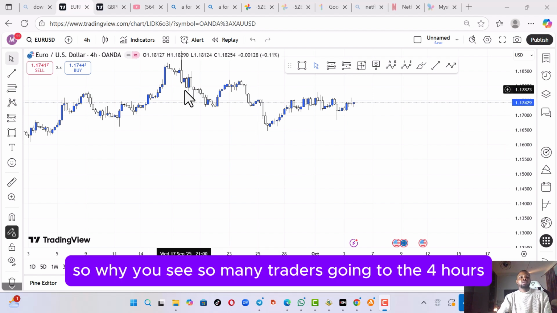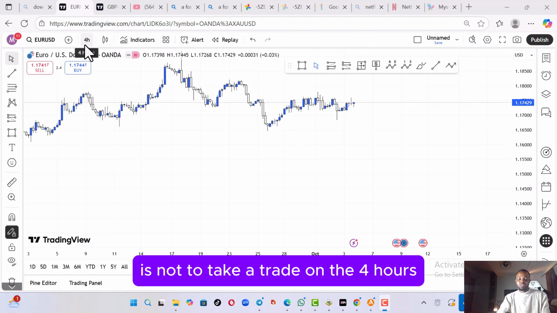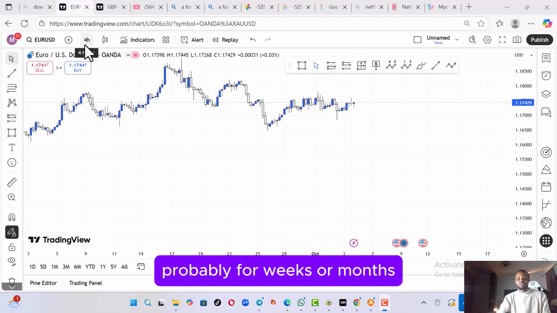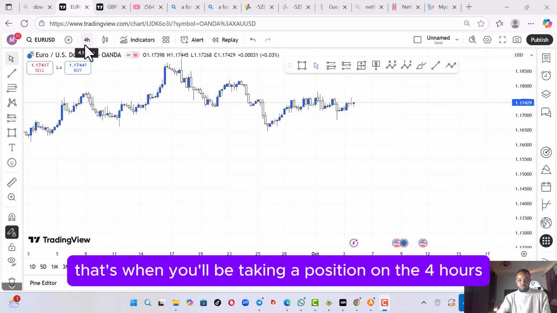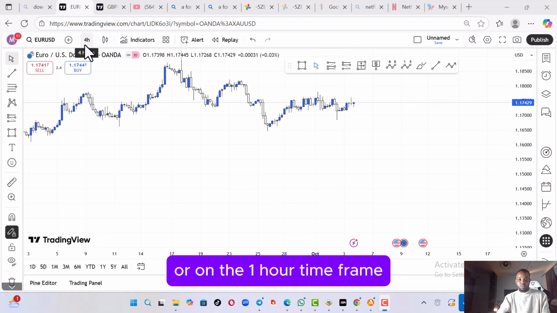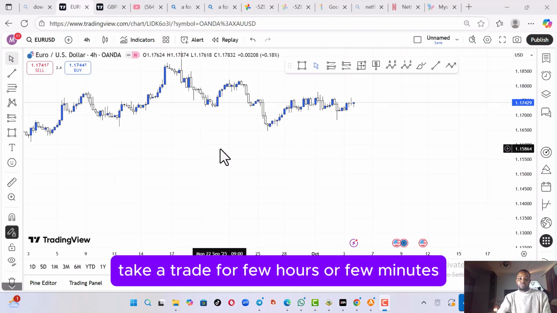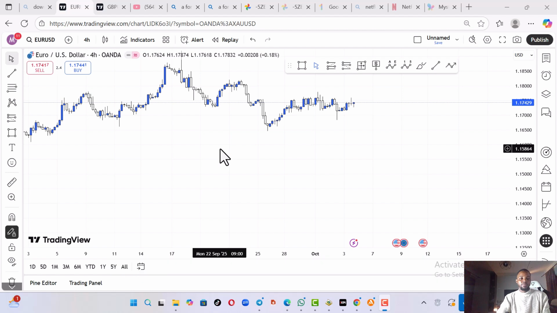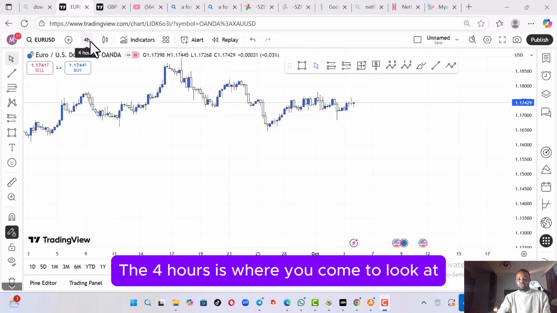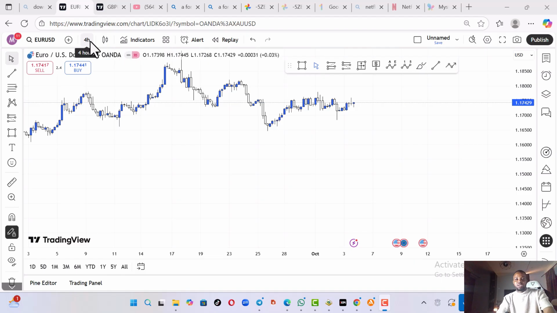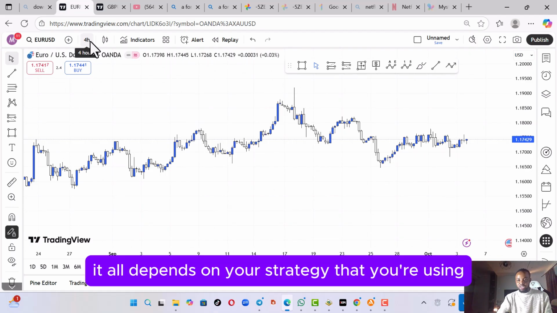So why you see so many traders going to the 4 hours is not to take a trade on the 4 hours. If you want to hold your trade for long, probably for weeks or months, that's when you'll be taking a position on the 4 hours or on the 1 hour time frame. But for you as a trader that would just want to take a trade for a few hours or few minutes, the 4 hours is not for you to take a trade. The 4 hours is where you come to look at what actually has been happening and what is going to happen next. It all depends on the strategy that you're using.